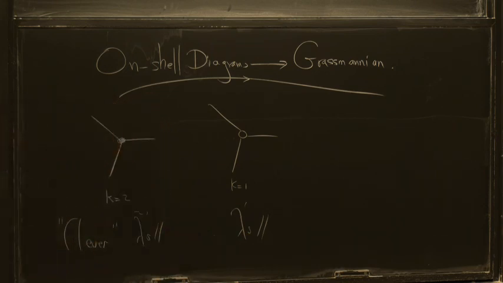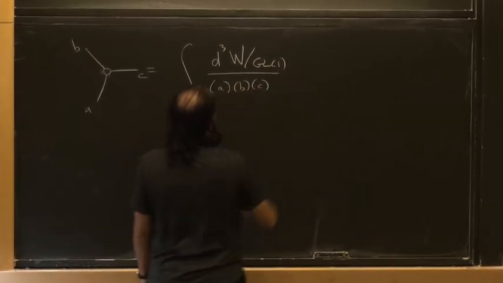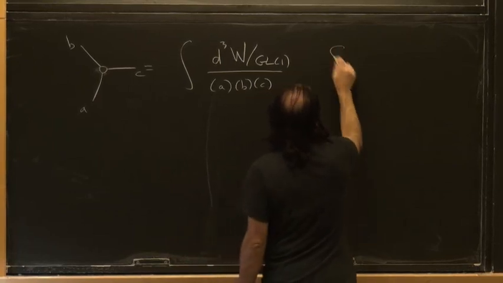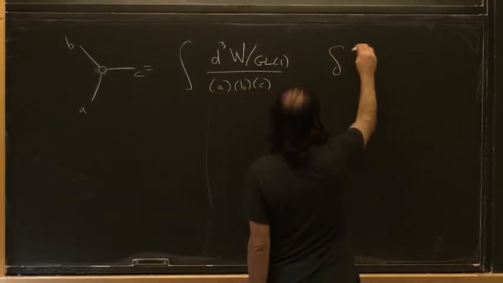Okay, so the Grassmannian representation for the amplitude is some integral d cubed C mod GL1, and if I actually put in A, B, C here, it's really some d cubed C mod GL1 over these minors A, B, C. And I'm going to introduce a notation just so we don't keep writing it down over and over again.